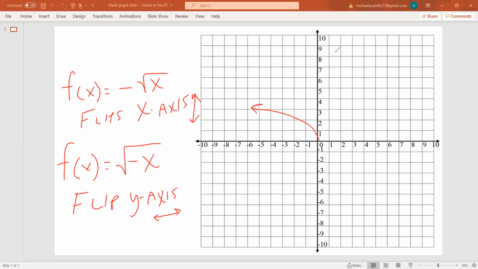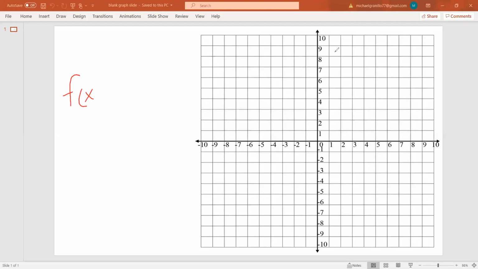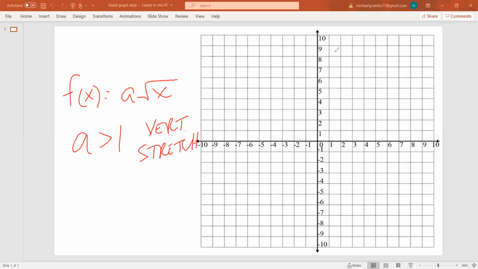Okay, so let's do the next thing. All right, if we have a number a out in front there, okay, well, let's see this. If a is greater than 1, then we get a vertical stretch. Okay, and if a is a fraction, if it's less than 1, then we get a vertical shrink. Okay, so those are all the different things that you could see. I'm going to just try to give you one of each type of those equations on your homework. So feel free to go back and look at this whenever you need to.